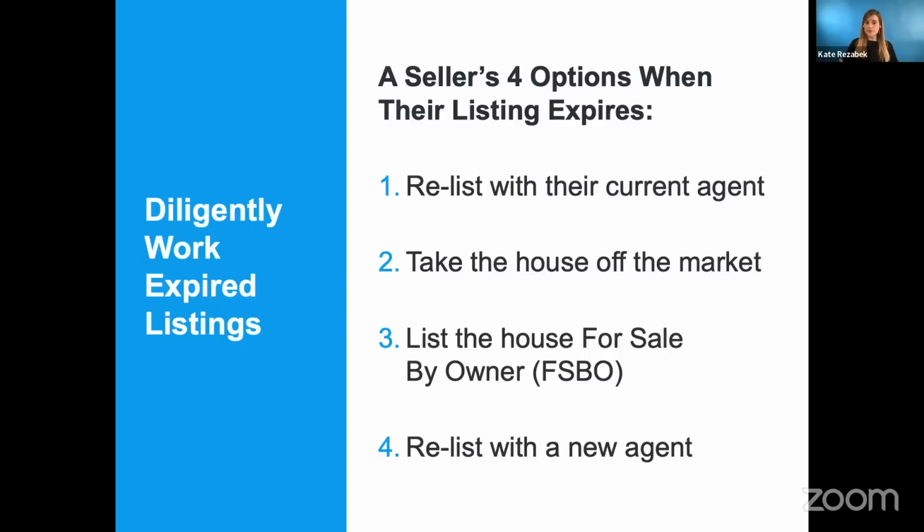But some people will choose to say, I know my home didn't sell, I'm going to make some changes, but I'm going to stick with my current agent. However, some homeowners, their listing expires and they're like, you know what, maybe it wasn't meant to be. Maybe they take their house off the market and they say, it just isn't my time. I'm going to wait. We'll see.